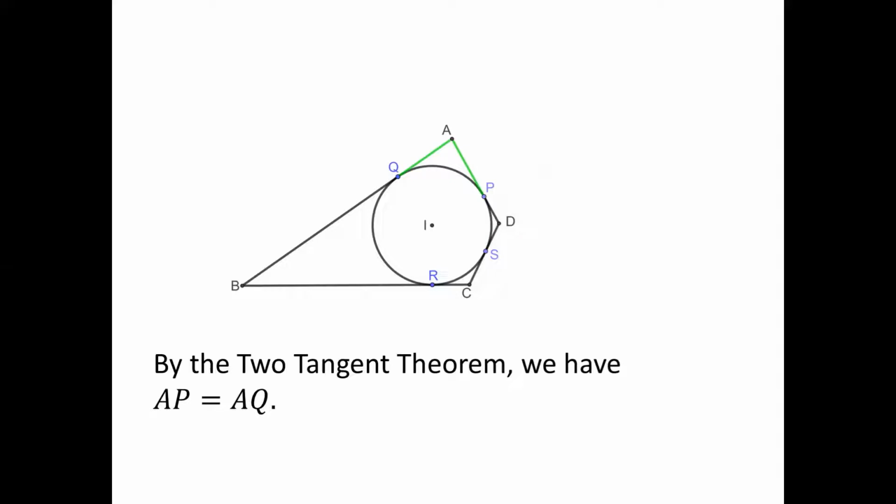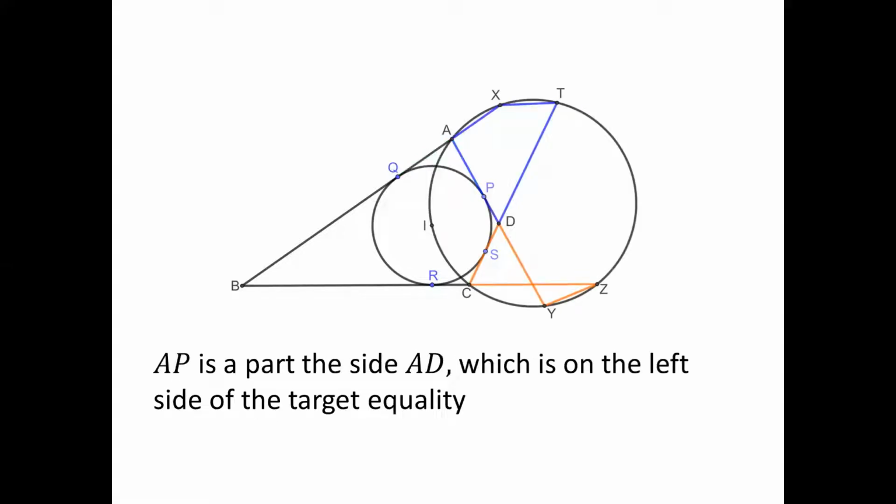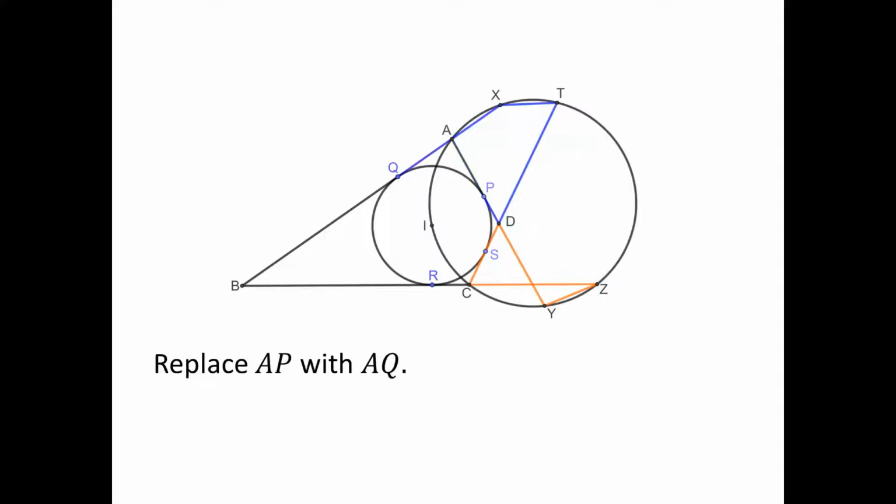The key technique is the two-tangent theorem. For example, from the point A, we have two tangent segments AP and AQ. They have the same length. Looking at AP and AQ in the bigger picture, AP is a part of AD. It is blue, meaning it is on the left-hand side of the target equality. I'm going to replace AP with AQ. Now AQ is blue.